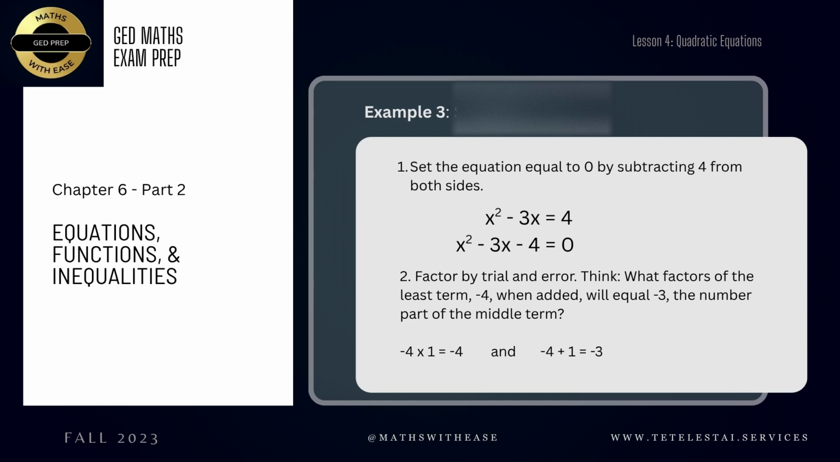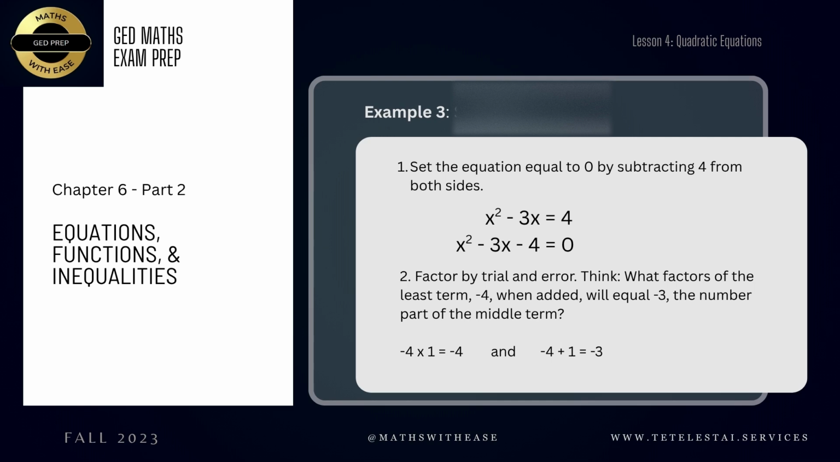We started with a positive 4. We move that positive 4 over the equal sign to the left-hand side, and that's going to change the sign of that positive 4 to a negative 4. And so we immediately have our expression that we can then proceed to factor.